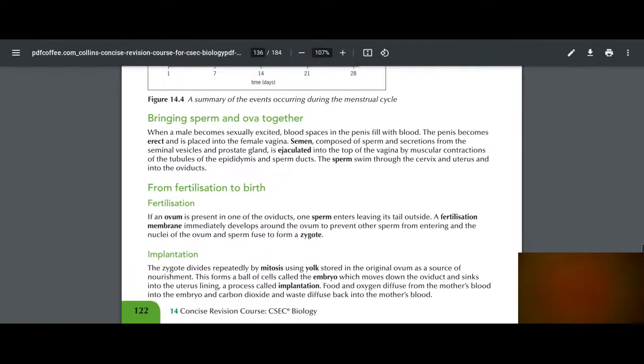All right, so let's talk about bringing the sperm and the ova together. When the male and female become sexually excited, the blood spaces in the penis fill with blood. The penis becomes erect and is placed in the female's vagina. The semen, composed of sperm and secretions from the seminal vesicles and prostate gland, is ejaculated into the top of the vagina by muscular contractions of the tubules of the epididymis and the sperm ducts. The sperm swim through the cervix and the uterus into the oviducts.